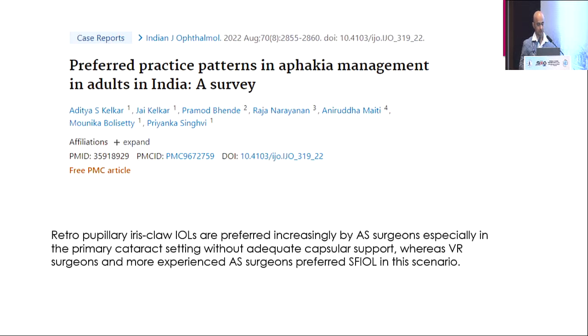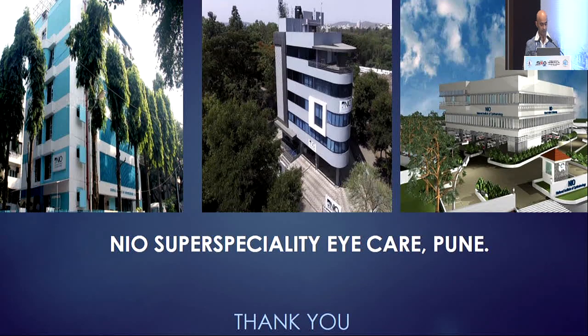So which lens is the preferred choice? We have recently conducted a survey across India, and it seems the retropupillary iris claw fixation is the preferred technique by the anterior segment surgeons, whereas the experienced retina surgeons tend to prefer the scleral fixated IOLs. At the same time, if the patient comes for aphakia management, surgeons tend to prefer a scleral fixated IOL over iris claw.